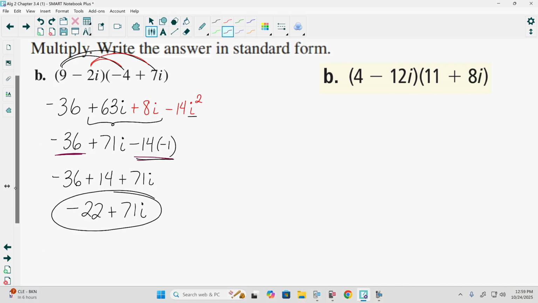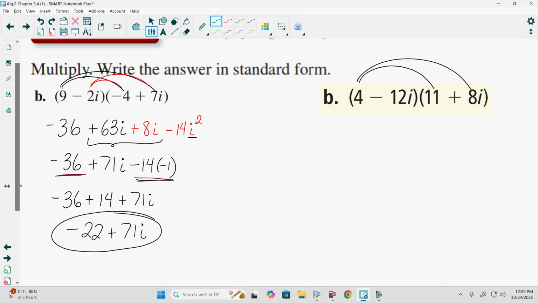Questions on how we multiply these together? We feel comfortable with this here? We got one last one. You ready? So what would we do first? We would distribute the 4 first.